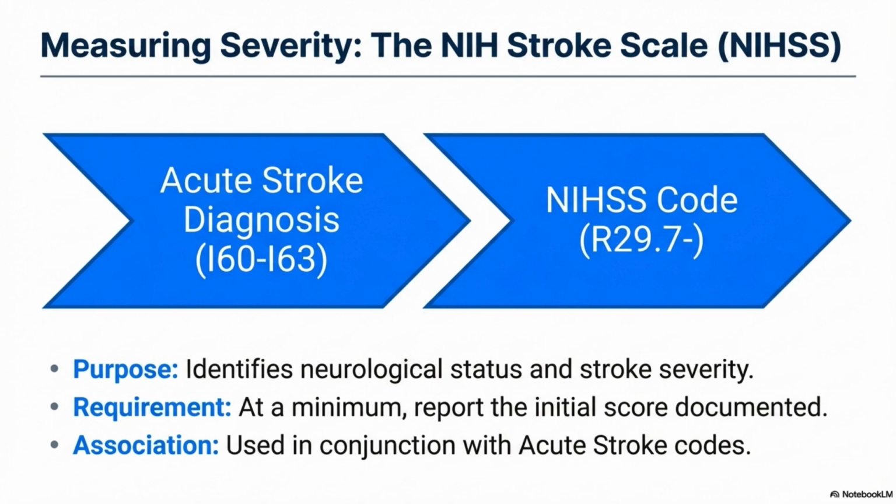The NIH stroke scale is used to measure neurological impairment in patients with acute stroke. When a stroke diagnosis is present, we assign both the acute stroke code and the NIHSS code. At minimum, we report the initial NIHSS score. This helps capture the patient's baseline neurological status.